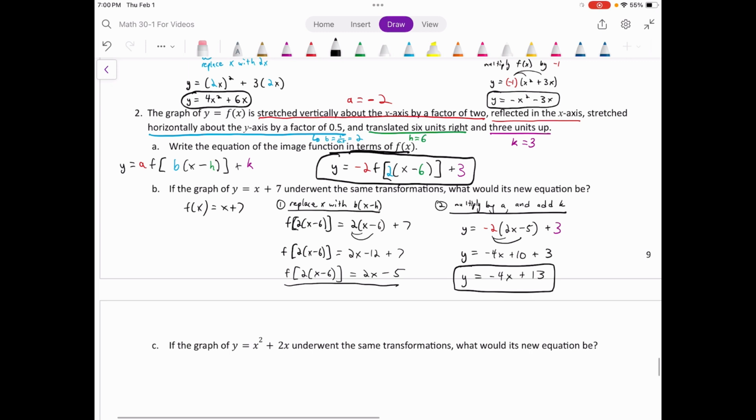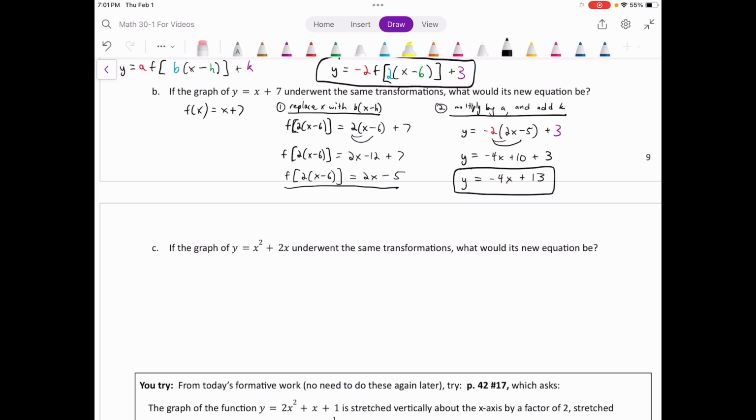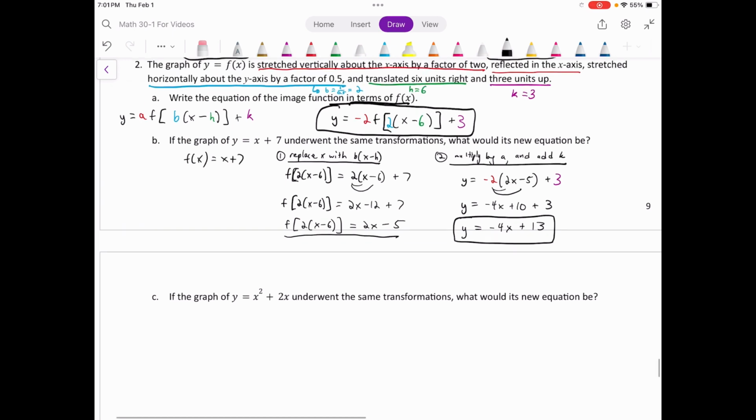That is the equation of the line that we would get if we took the line y equals x plus 7, stretched it vertically by a factor of 2, horizontally by a factor of 0.5, reflected it in the x-axis, then translated it 6 right and 3 up. All right, so same idea here now. It's saying, what if you did the same stuff, but f of x was x squared plus 2x?